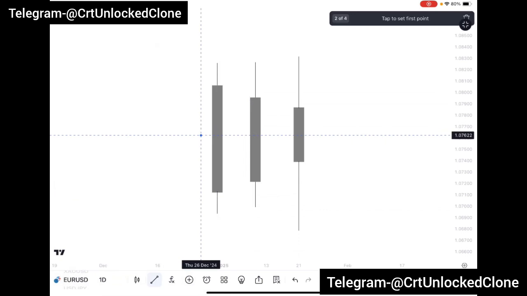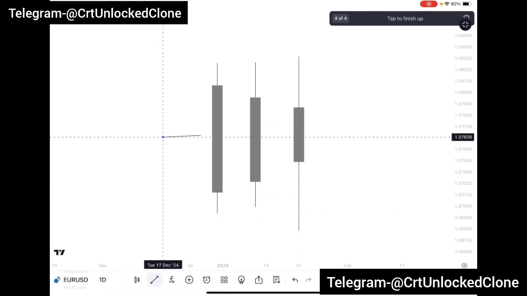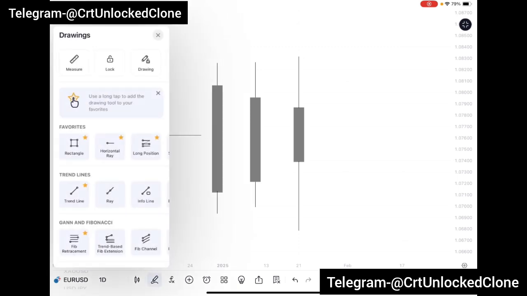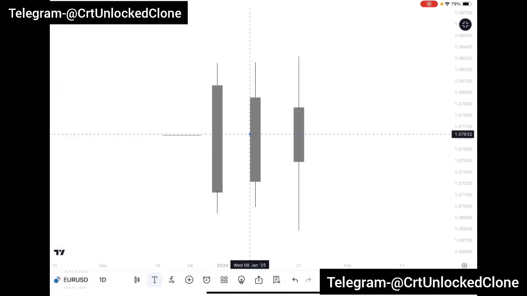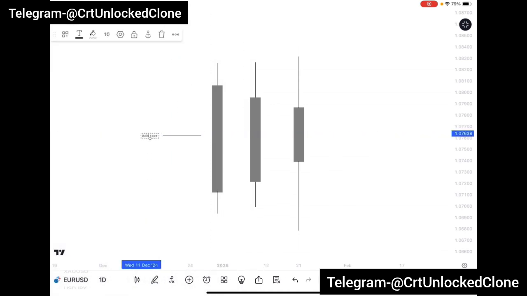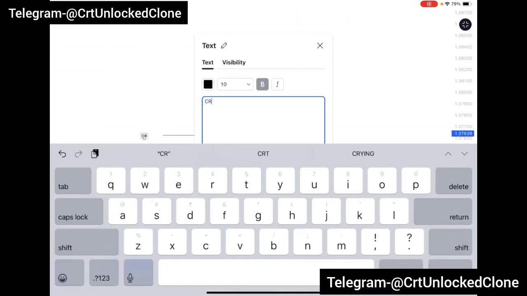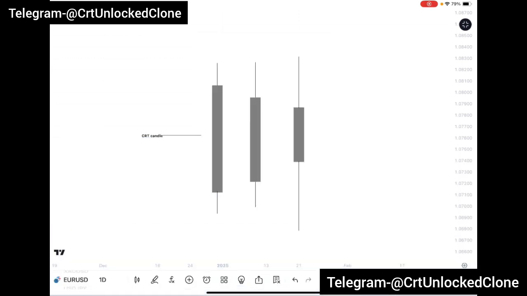Trend line. It's a text. Where's the text? By text, the first candle was a CRT candle. First candle was CRT candle.